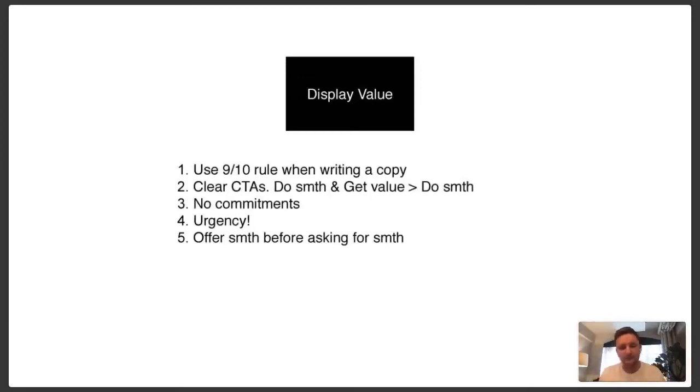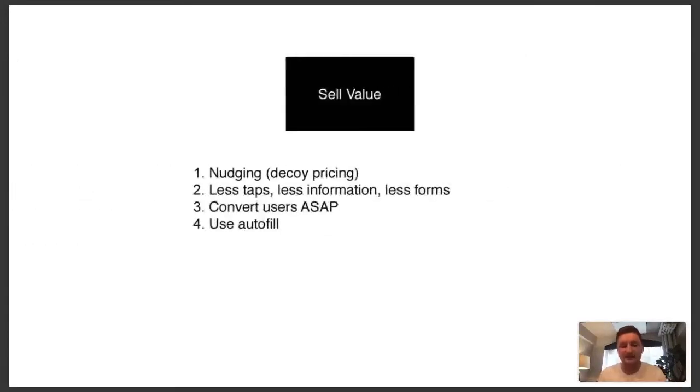As I mentioned before, free trials are a good way to give users value before even charging them. It also works very well in B2B sales, when you're creating access for someone to your knowledge base, and so on. You're giving, I would say, a 20-page book about user retention, and you're just asking for an email. So it works. Next is to sell value. We are always using nudging, or decoy pricing.